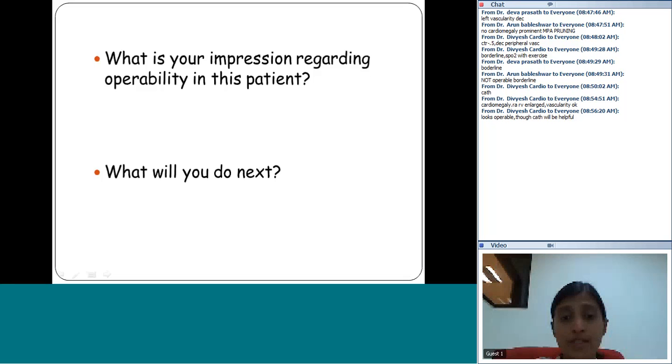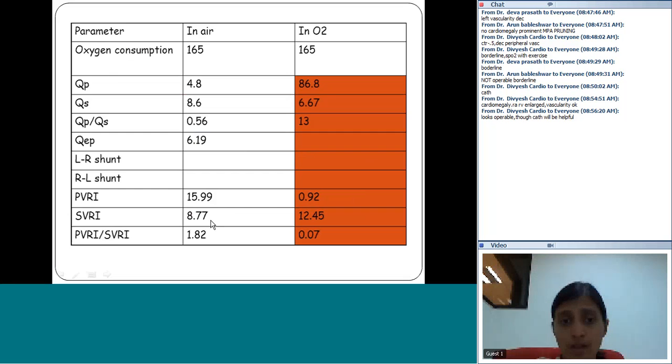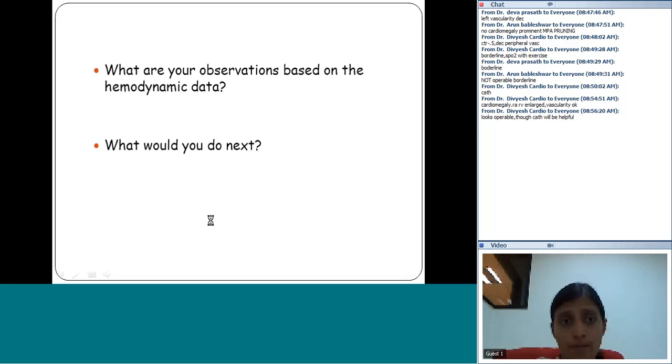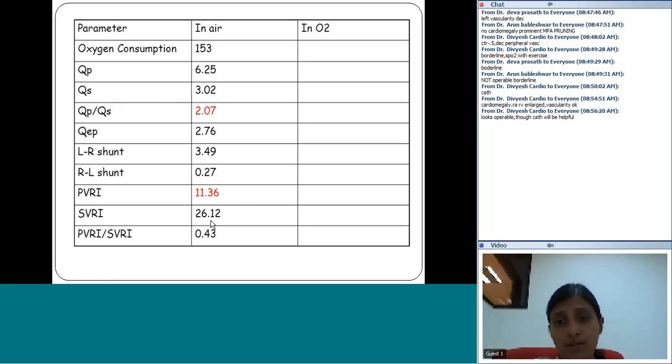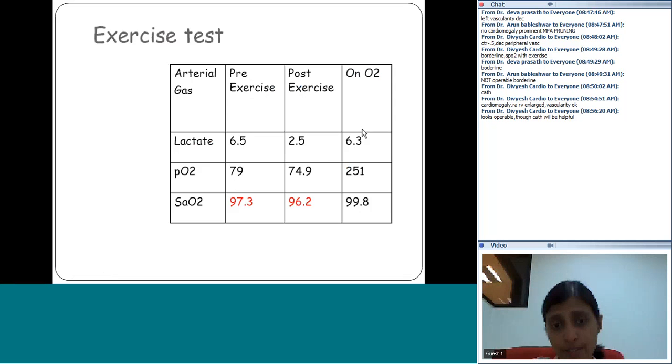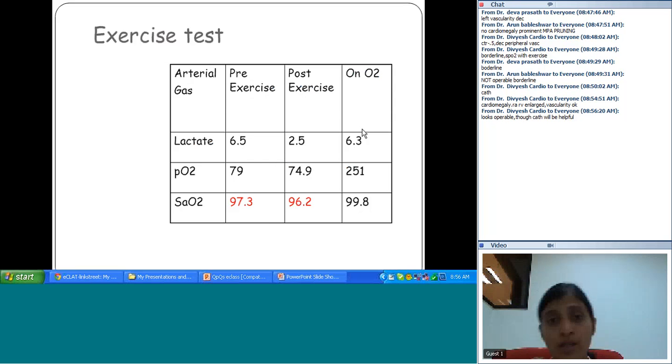Now, before coming to the cath, I'll tell you what the exercise ABG showed here. So pre-exercise, his stats were actually 97%. He got exercised, his stats did not drop. So that is the key thing. Okay, he did not drop. That was a positive factor. And when he was given oxygen, his stats went up to nearly 100%. So overall, this ABG data looks pretty promising to me. Okay. So now let's just go back to the cath.